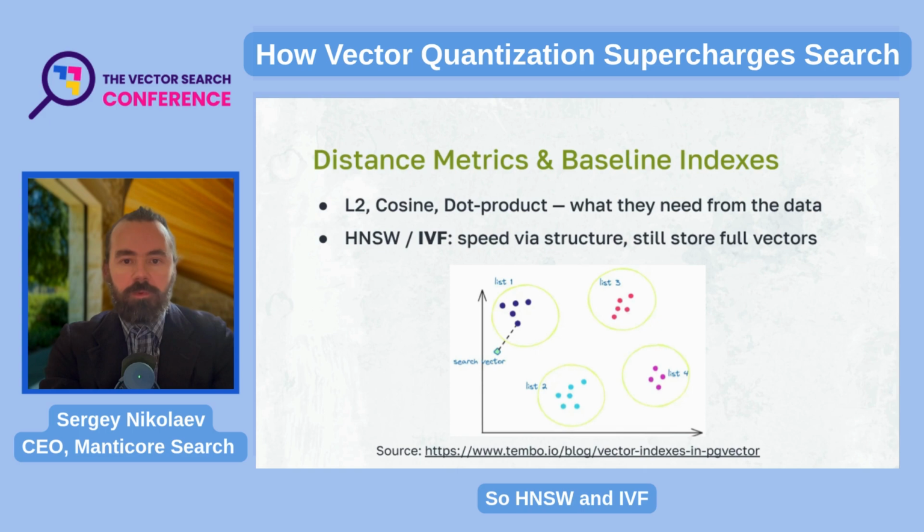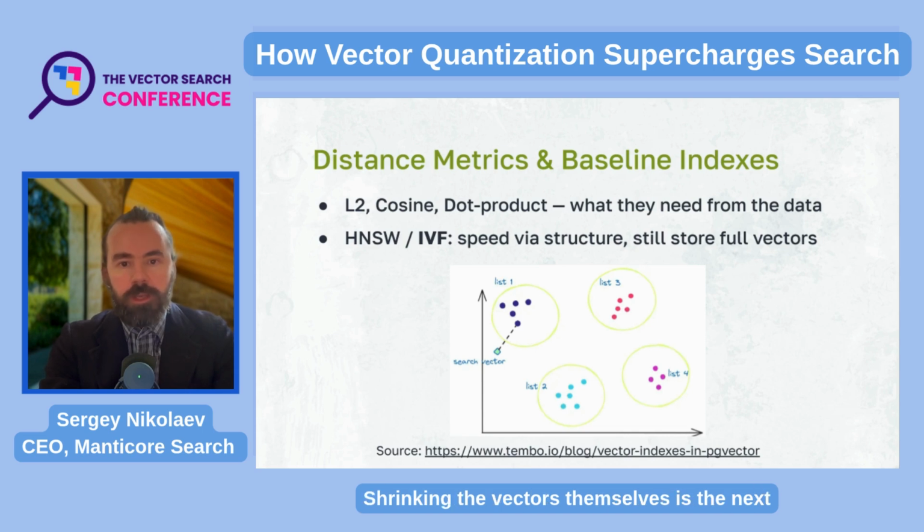So HNSW and IVF reduce the number of comparisons, but every comparison still moves full-size floats across the memory bus. At billion scale, that memory traffic, not arithmetic, becomes the real bottleneck. Shrinking the vectors themselves is the next logical step, and that's where quantization changes the game.